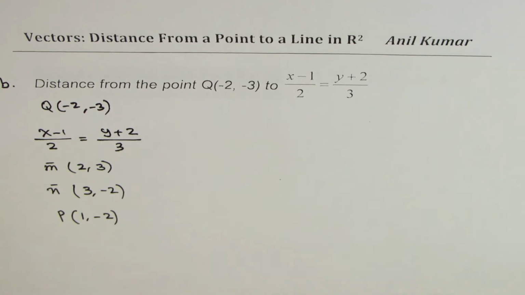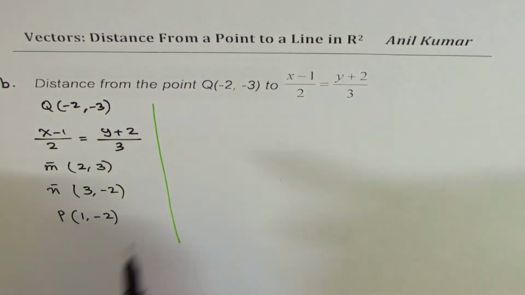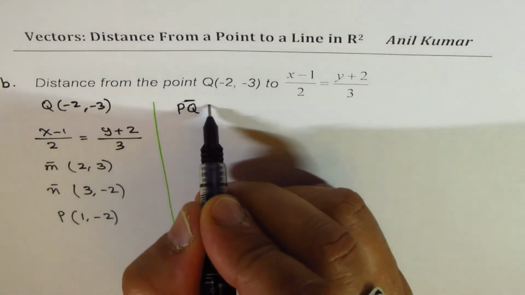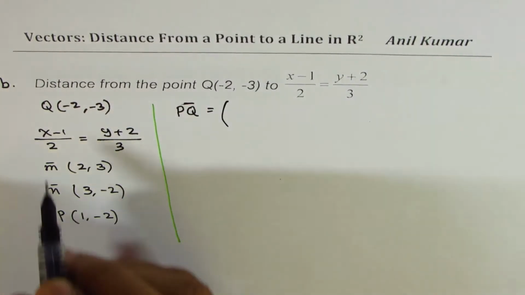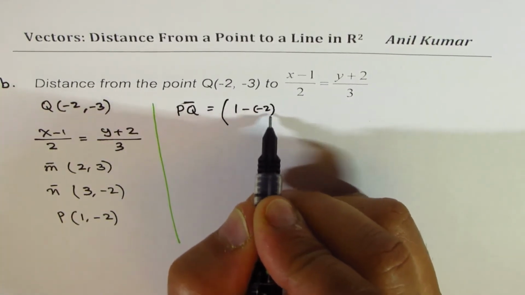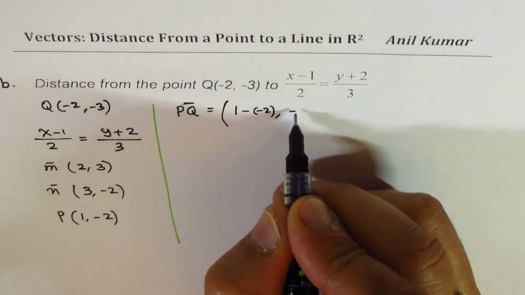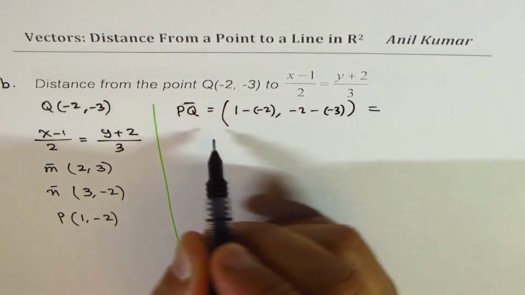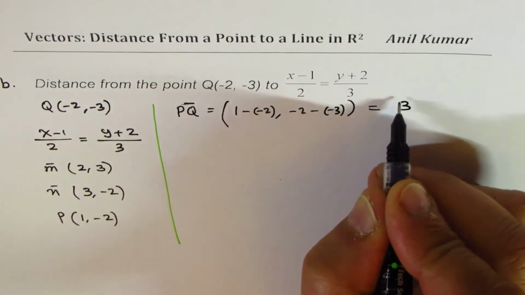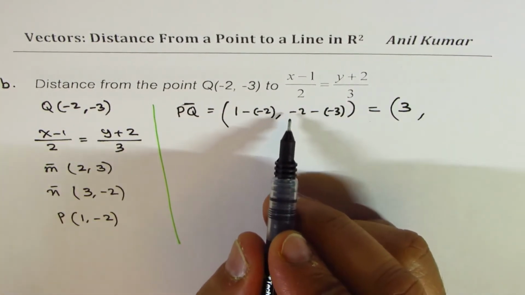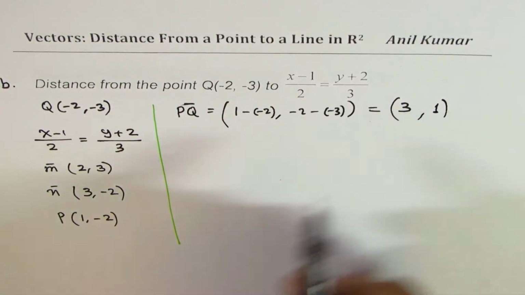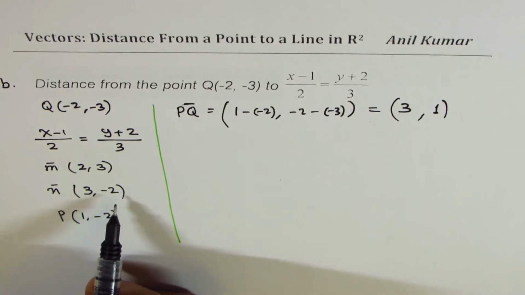Now, what we need to do here is find what PQ is. So PQ will be equal to (1, -2) minus (-2, 3), which is 1 plus 2 as 3, and here we get -2 plus 3 as 1. So PQ is (3, 1). Normal is (3, -2).